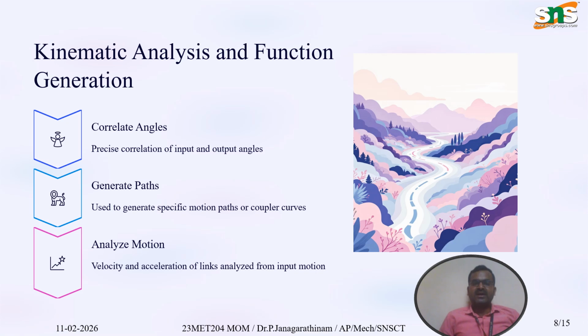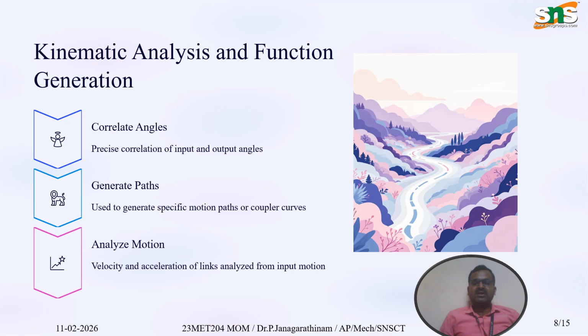So this is the kinematic analysis and function generation. First, we set the input and output angles. The input angle means the crank will rotate from 0 to 360 degrees at a given RPM. We give the speed, and based on the input link, the coupler curves and the input and output motions will be analyzed.